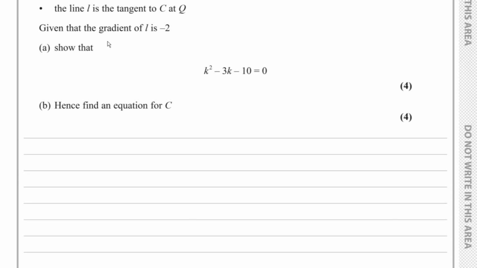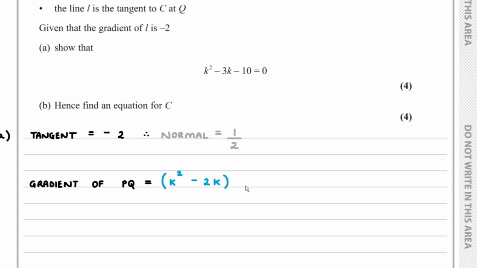The gradient of the tangent, which is the same as the gradient of L, is -2. So the gradient of the tangent is -2, which means the gradient of the normal will be the negative reciprocal of this, which is 1/2. We can now find the gradient of PQ, which is a normal. So the gradient of PQ is equal to k squared subtract 2k subtract k plus 8 over 3 subtract -1.